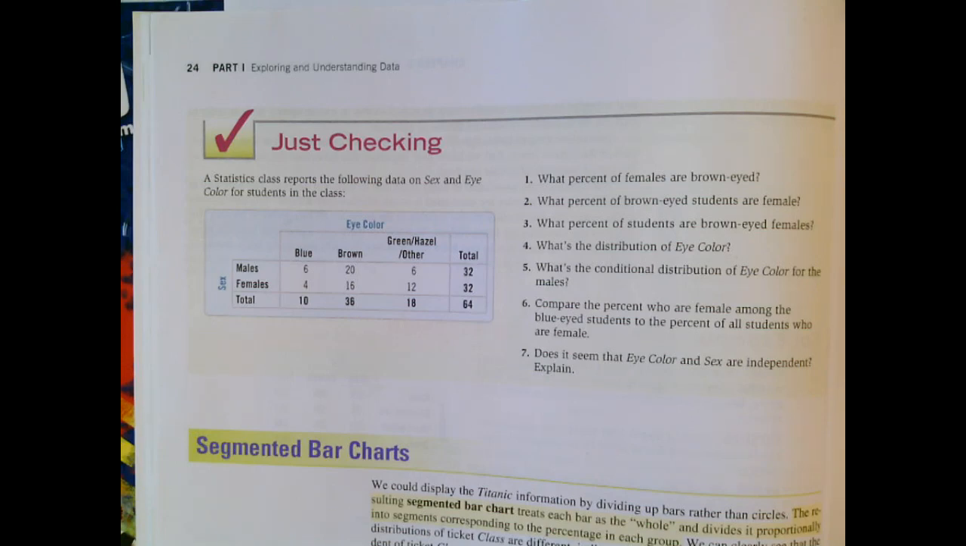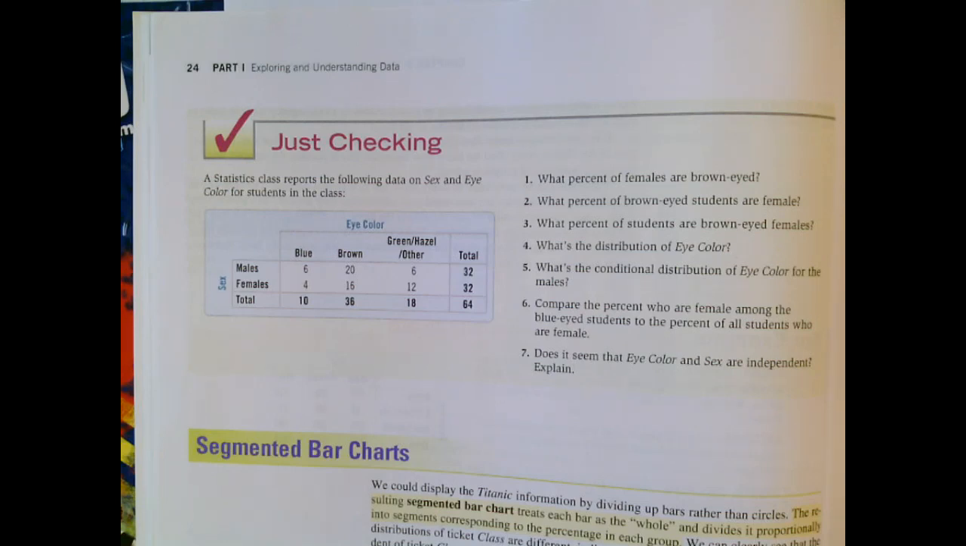Compare the percent who are female among the blue-eyed students to the percent of all students who are female. So 10 out of a female total? Percent who are female among blue-eyed. So 4 females among blue-eyed, 4 out of 10 or 40%. Compare that to the percent of all students who are female. Well, 32 divided by 64, so 50% are female.